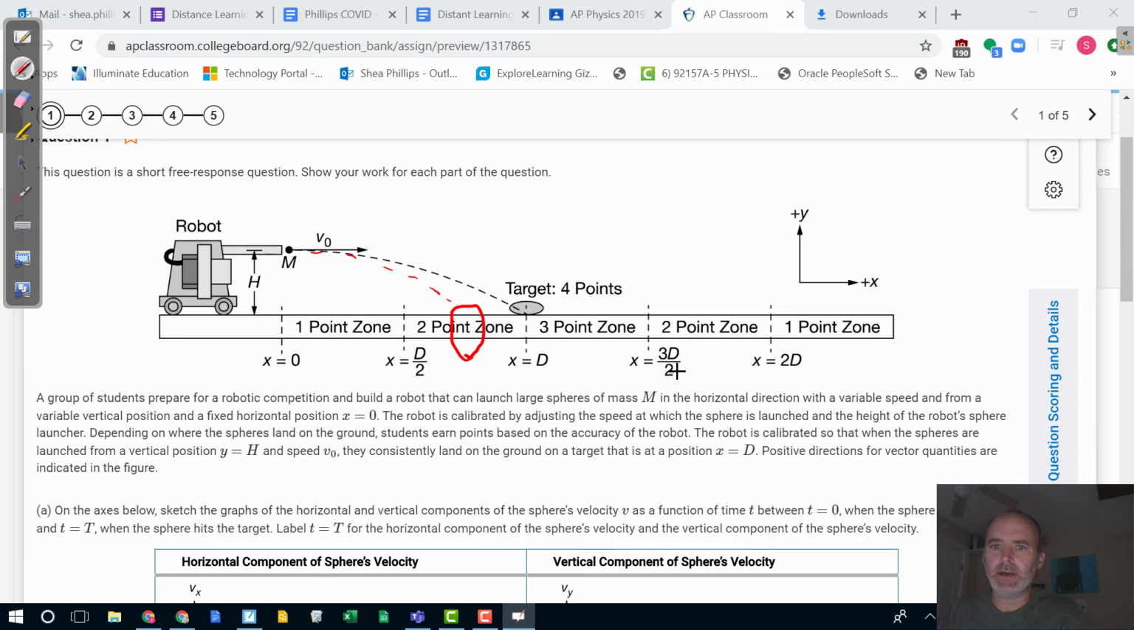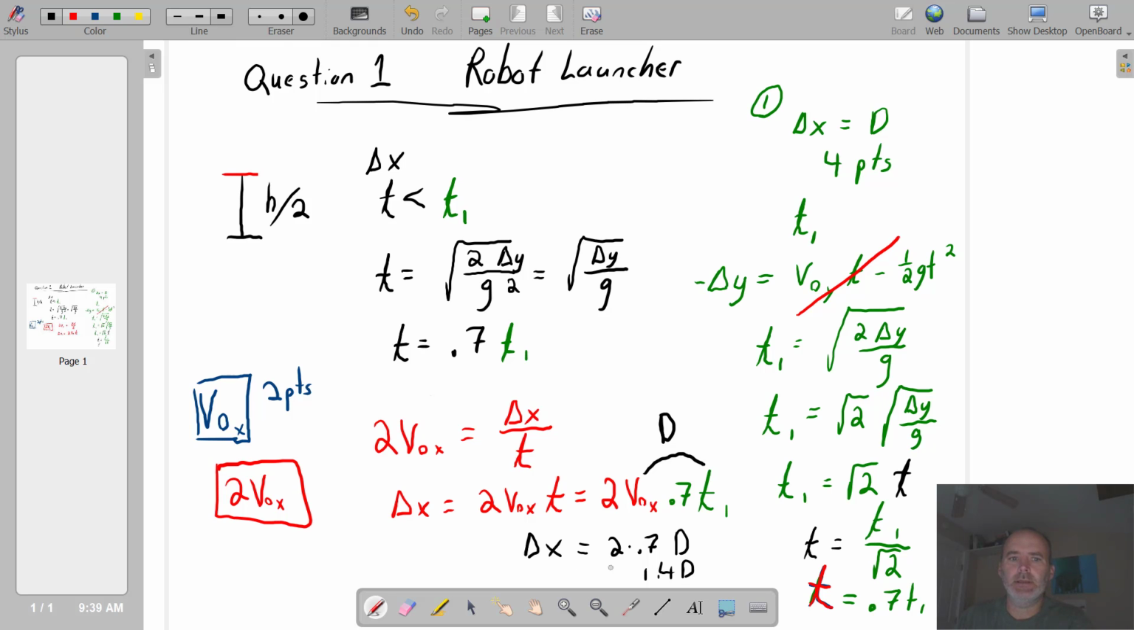All right, this is 1.5. So 1.4 is going to be right around here. That means that this one gets 3 points. So clearly, if we're going for the most points, you would want to fire it at twice the speed.